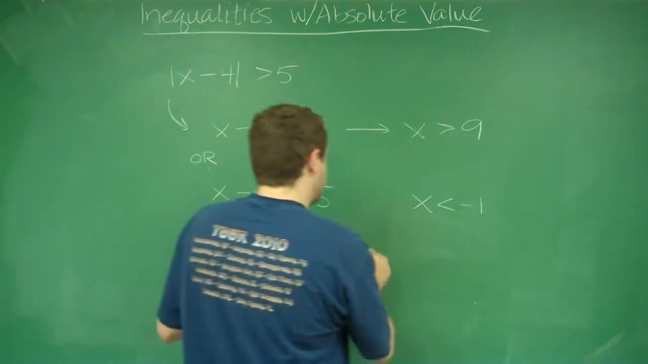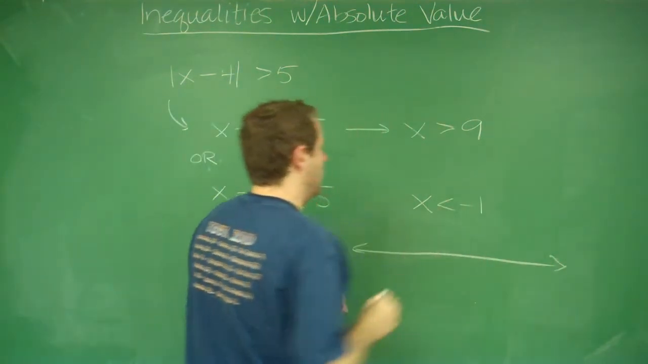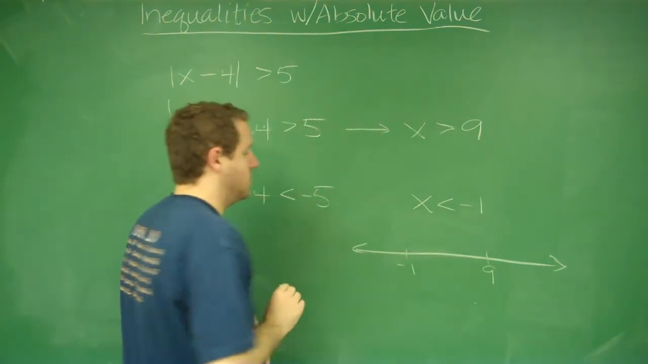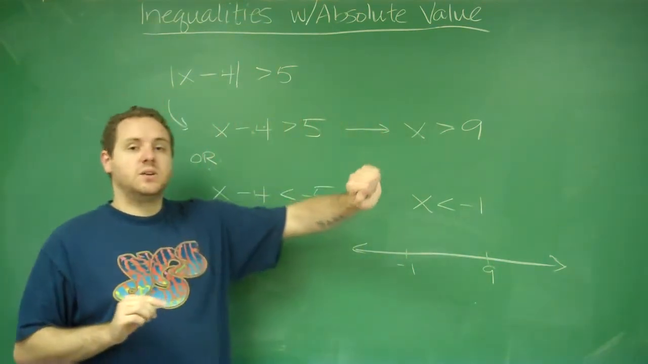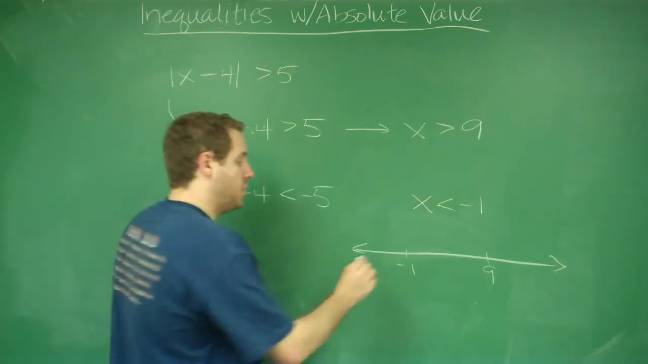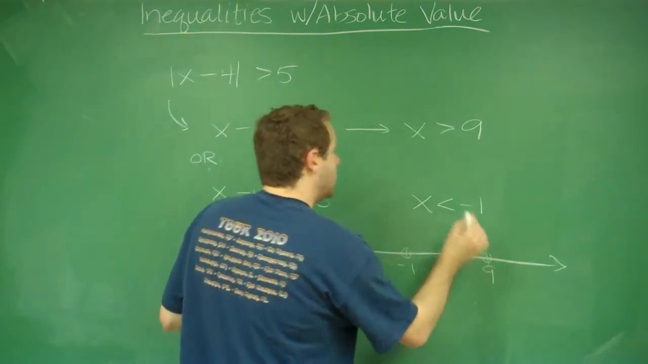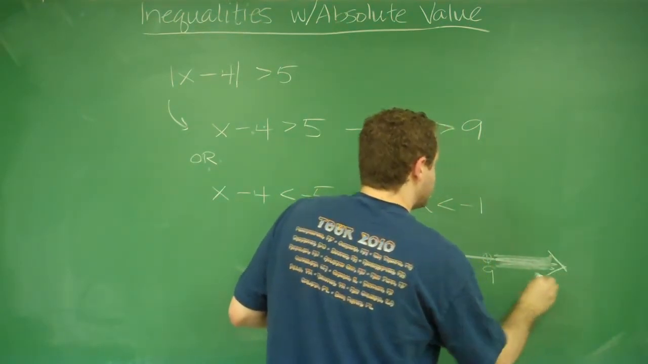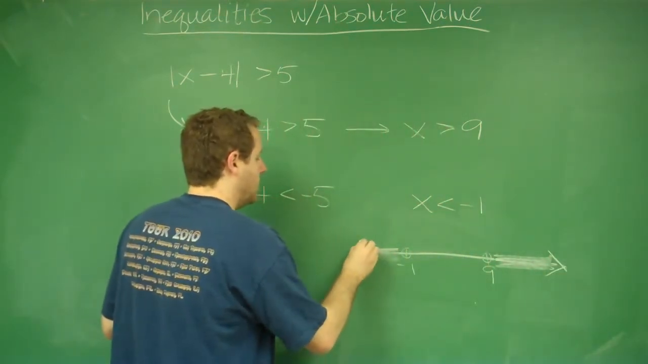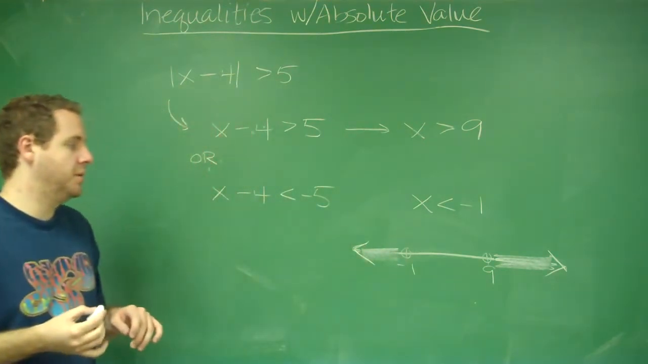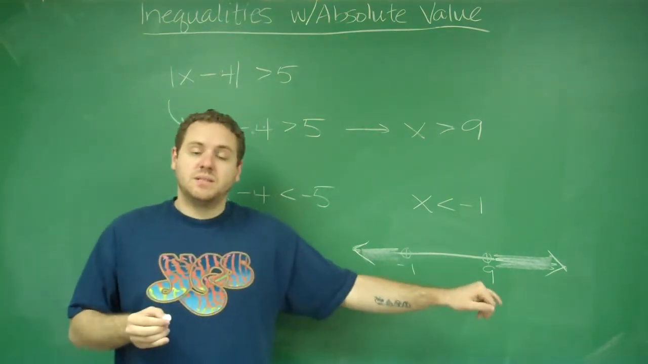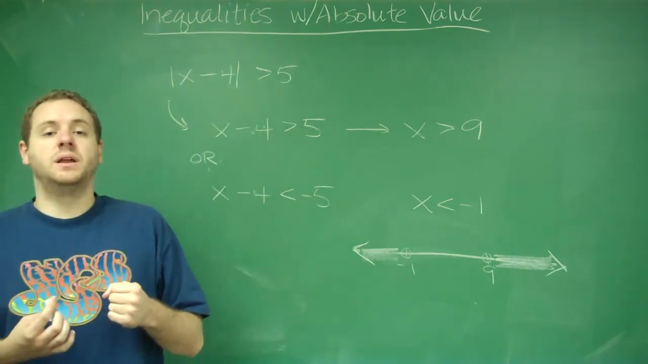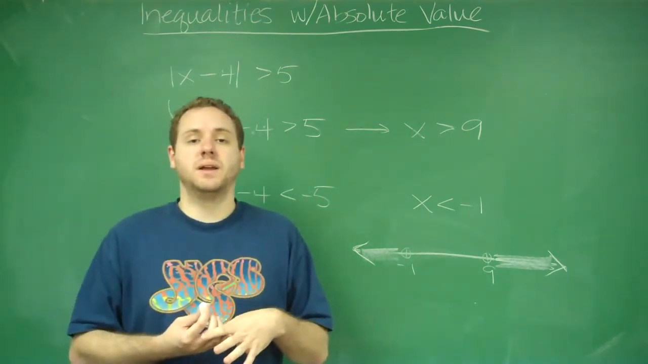So again, if we were to write this on a number line, we would have 9 here, negative 1 here. These are strict inequalities in this case, so both of these are going to be open circles. And we could have anything greater than 9, or we could have anything less than negative 1. But not negative 1 or 9 themselves, or anything in between. So whenever you have an absolute value in an inequality, you always want to break it into its two cases.